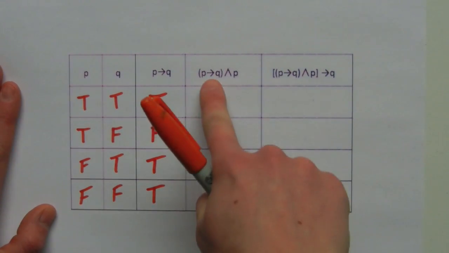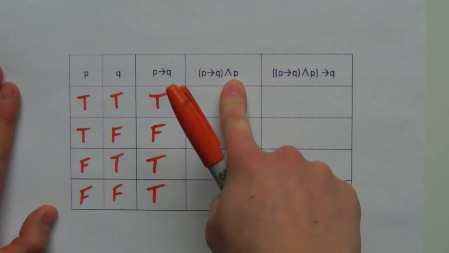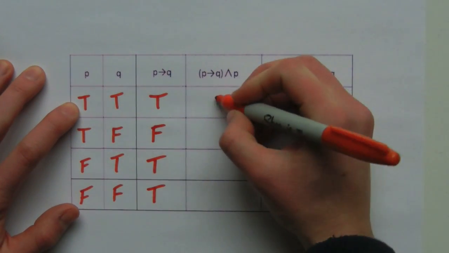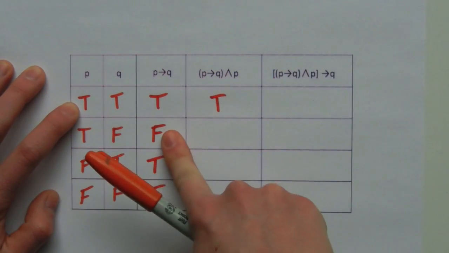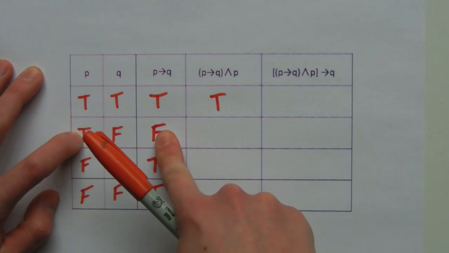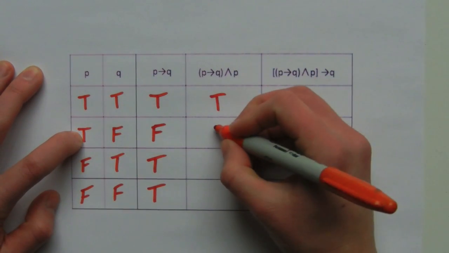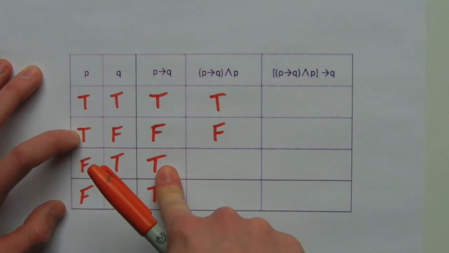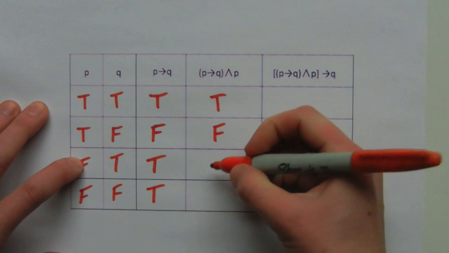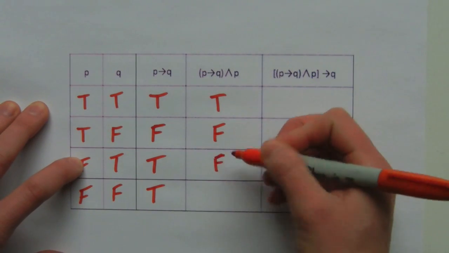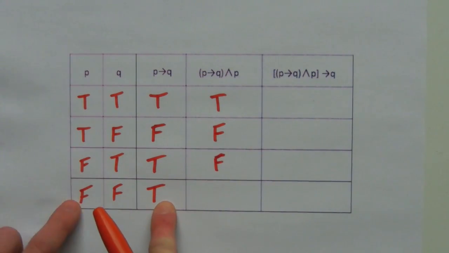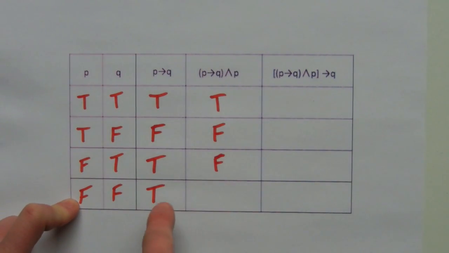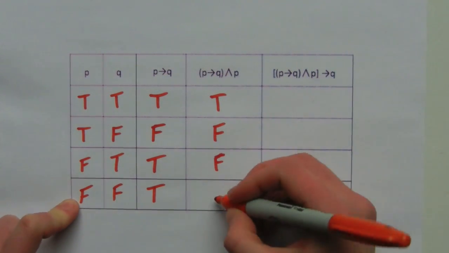So now we're looking for P implies Q and P. P implies Q is true and P is true, so this is true. P implies Q is false and P is true, but not both of them are true, therefore the second one is false. P implies Q is true, but P is false, so this is false as well. P implies Q is true, but P is false. We need both of them to be true for a conjunction, but since P is false, this is false as well.